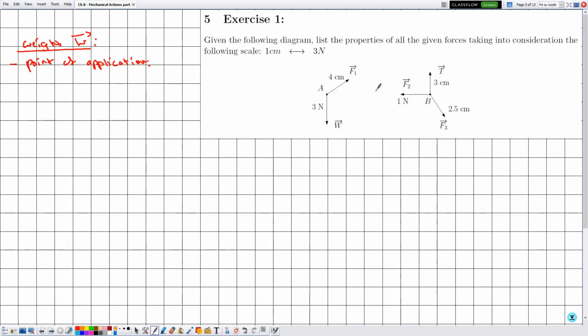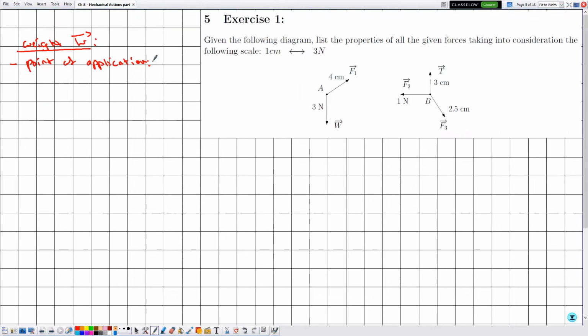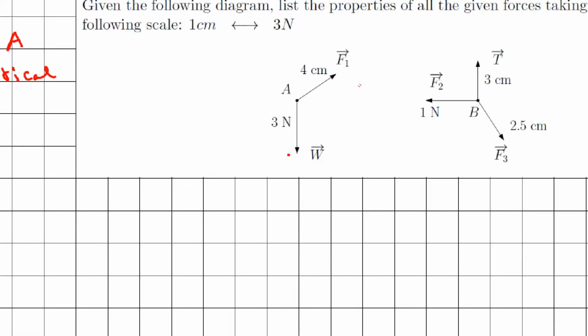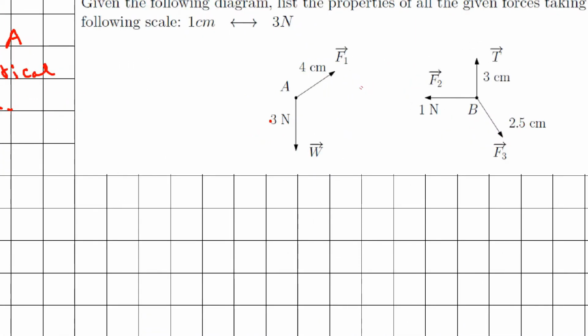Standing for the point of application, line of action, direction, and the magnitude. So in this case, the point of application of W is A. What about the line of action? We have vertical, horizontal, oblique. In this case, it is vertical. What about the direction? The direction in this case is downward, indicated by the arrow of the vector. And the magnitude, which is listed here, is 3 newtons.